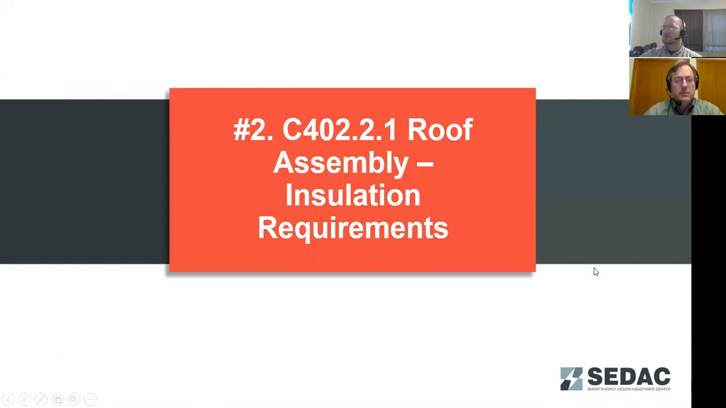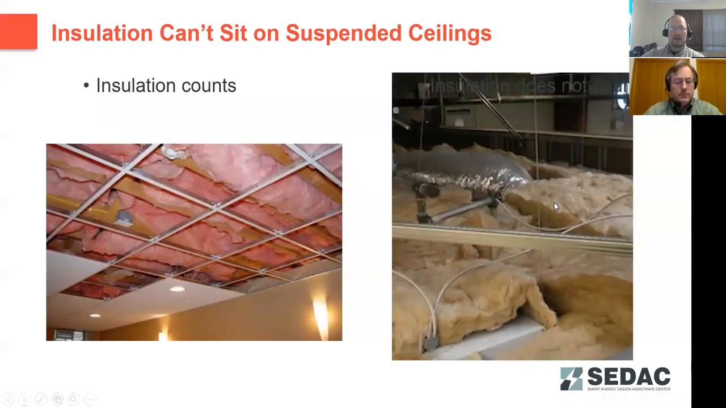Next part we're going to cover is roof assembly insulation requirements. For insulation under the roof deck inside the building envelope, where that insulation is located counts. The insulation has to be pressed up against the air barrier above and in contact with the ceiling deck. It cannot be sitting down on the ceiling tiles if you've got a drop tile ceiling. Usually when insulation is sitting on the ceiling tiles, it's there for sound dampening.